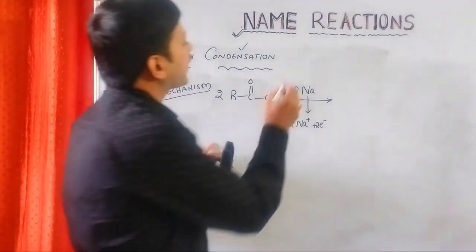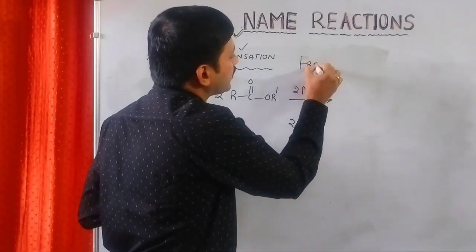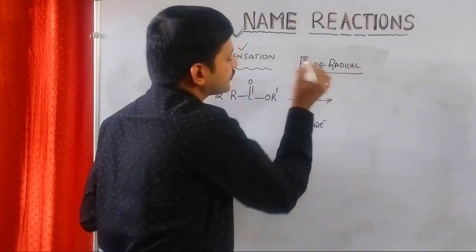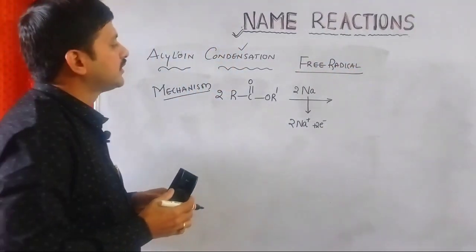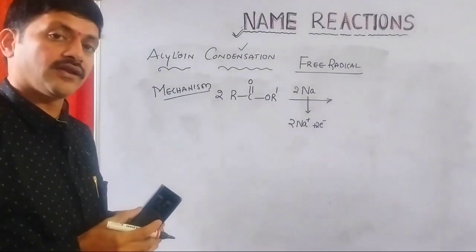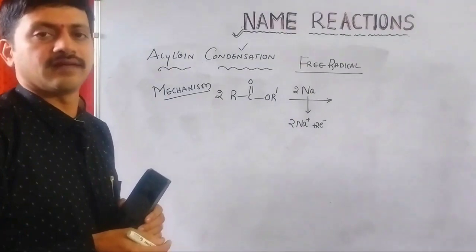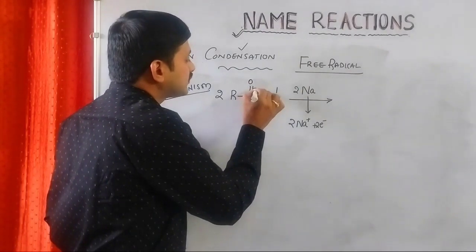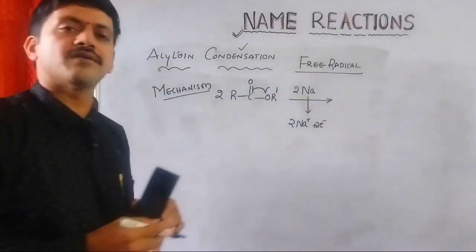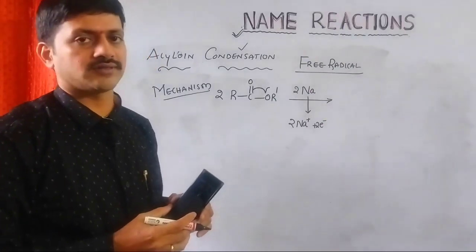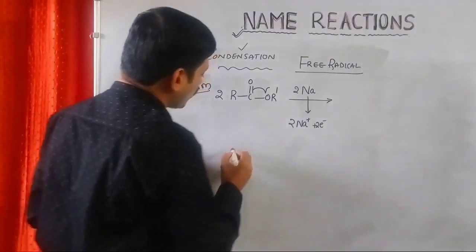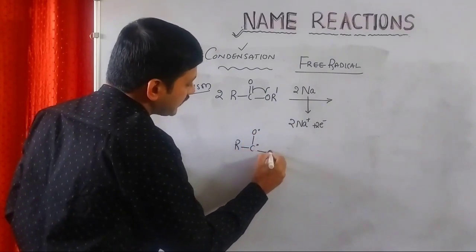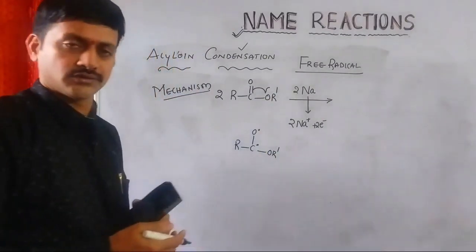We are saying that the mechanism is free radical mechanism. It is necessary to generate free radicals in your reactant. The reactant is the ester. In ester we have a carbon-oxygen pi bond. The carbon-oxygen pi bond is subjected to homolytic cleavage. So the homolytic cleavage of this particular bond creates RCO radical and C radical with OR dash.